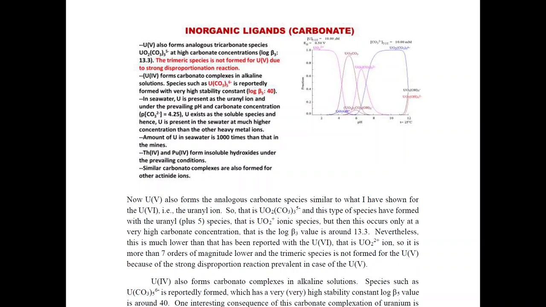In seawater, U is present as the uranyl ion, under the prevailing pH and carbonate concentration, with pCO3 2- equal to 4.25. Uranium exists as soluble species and hence is present in seawater at much higher concentration than the other heavy metal ions. The amount of uranium in seawater is 1000 times less than that in mines.